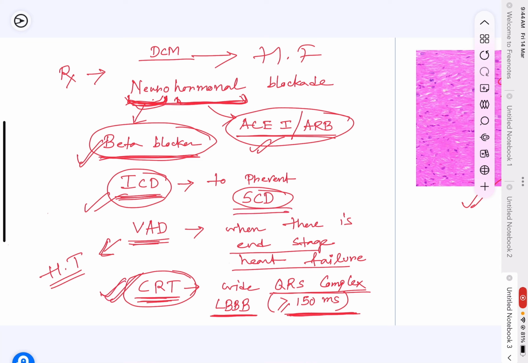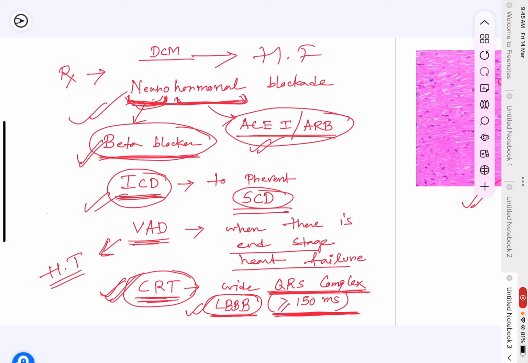CRT is given when the patient has a wide QRS complex, more than 150 milliseconds. Normally the QRS complex is widened when it is more than 120 milliseconds, but when it is more than 150 milliseconds, we say it is a very wide QRS complex. This is seen in bundle branch block, both right and left. But right bundle branch block does not cause any problem. In left bundle branch block, your medications won't work for heart failure, because left bundle branch block as such doesn't cause any symptom. But when there is heart failure, it will aggravate the heart failure, and this heart failure will not respond to the treatment.